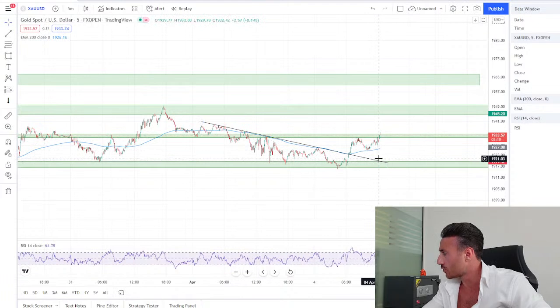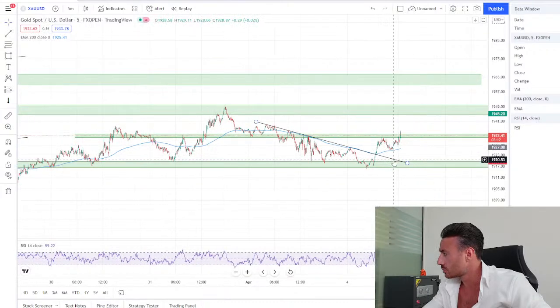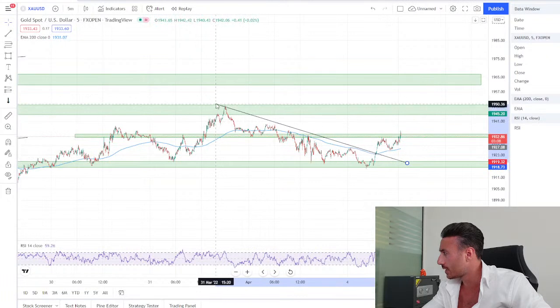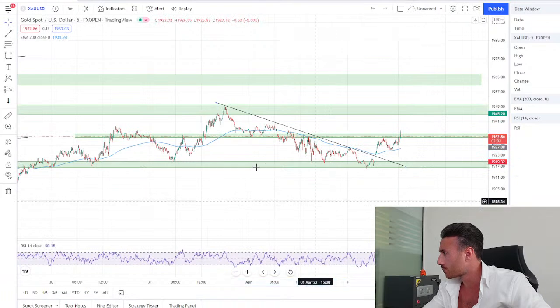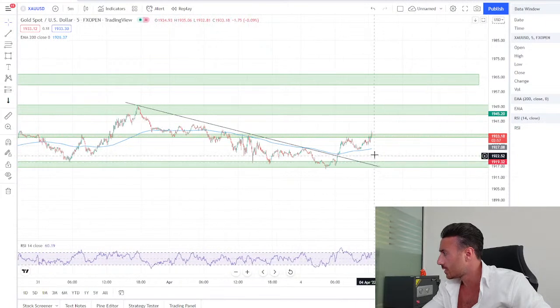A retest of 1921 is possible. Because you saw last week we had some selling going on in this area here below the trend line, and it broke above the trend line. A retest of the trend line is possible around 1921.